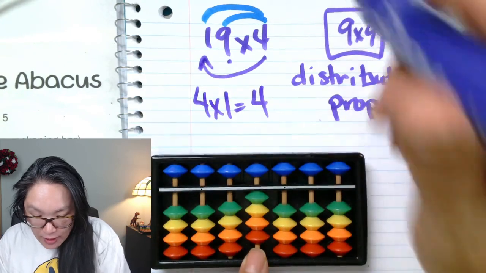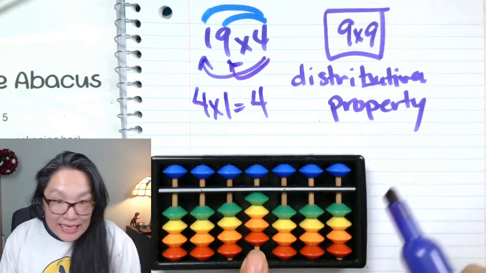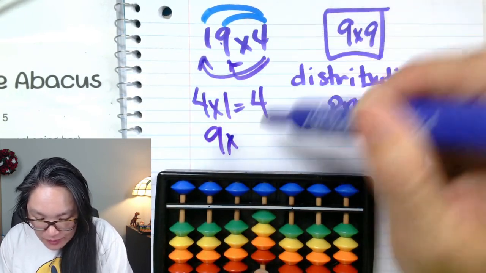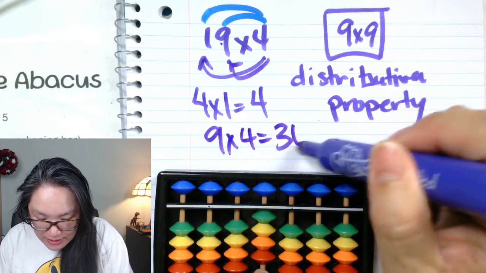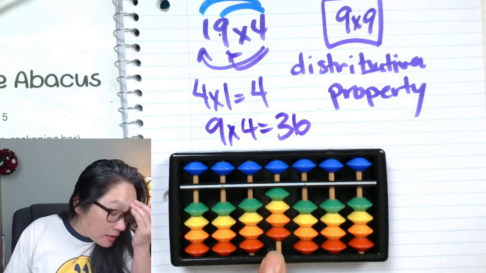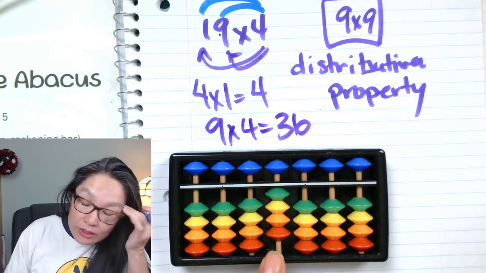I'm going to add the 4. Now the question is, I want to add the 9. To add the 9, 9 times 4 is equal to 36. So now this is the addition that we needed to actually know before we get into multiplication.